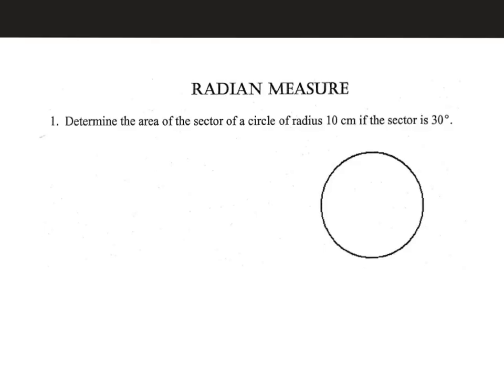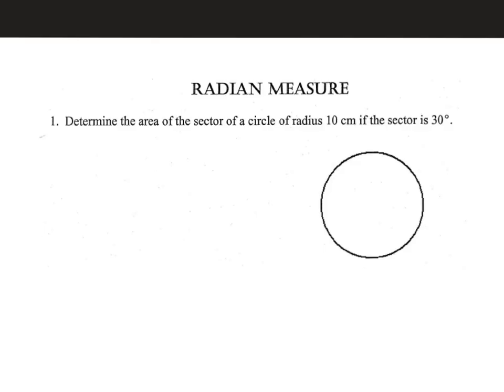I'd like you to determine the area of the sector of the circle of radius 10 centimeters if the sector is 30 degrees. This would be the sort of thing that I would expect very few people to have background with. Very few people. So don't be alarmed if, when you look at that problem, you're really not sure how to tackle it.